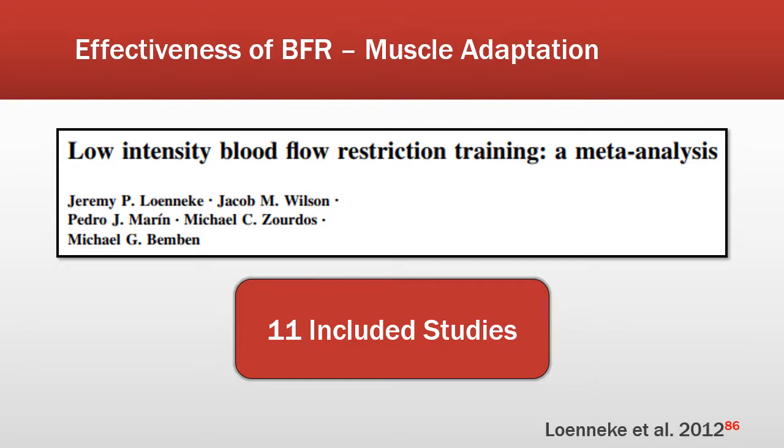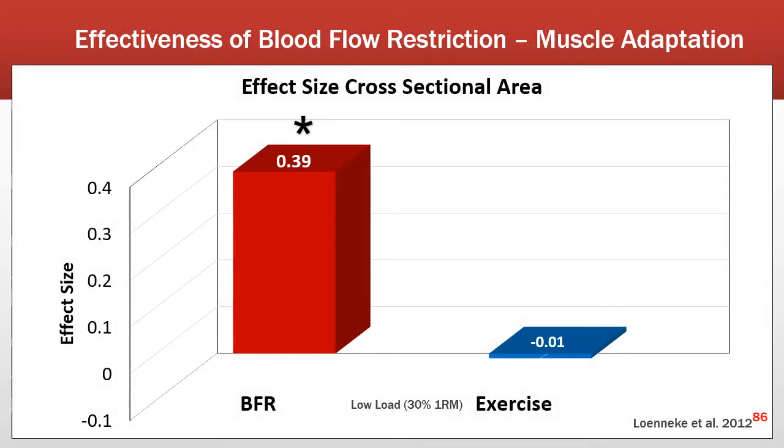So this is a low intensity blood flow restriction training meta-analysis that came out in 2012. 11 included studies were, okay, and I've given a graphical representation of their findings. On the y-axis, you have the effect size. On the x-axis, you have BFR and exercise. Exercise being low-intensity resistance training at 30% 1RM, comparable to the same intensity used with the blood flow restriction training. The effect size of 0.39 is considered a mild to moderate effect size. It is also considered statistically significant within their findings. And this is, again, for hypertrophy.